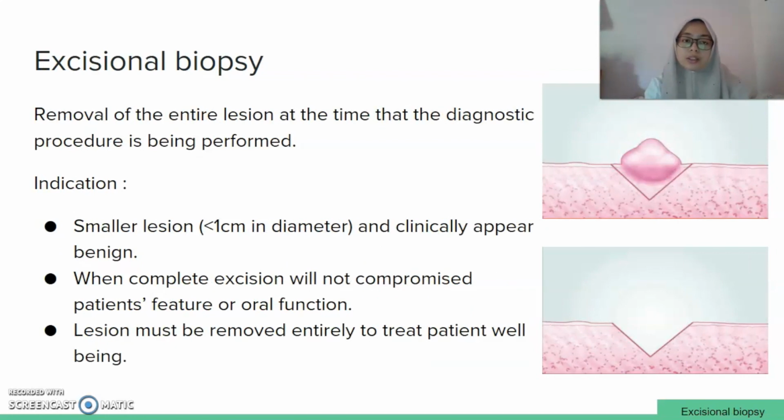Meanwhile, excisional biopsy is the removal of the entire lesion at the time that the diagnostic procedure has been performed. So it is a total removal. The indication for excisional biopsy is when the lesion is small, less than 1 centimeter in diameter, and clinically appears benign, for example, one of the treatments for mucocele. And when complete excision will not compromise patient feature or oral function, the lesion must be removed entirely to treat patient well-being.